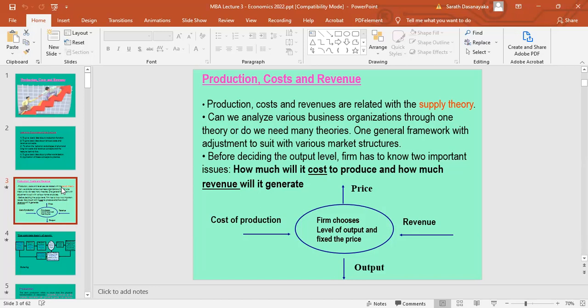Then economics has a different framework to analyze the cost. It can be fixed cost, variable cost, average cost, marginal cost, and so on. And there is revenue also. Then how much will it get?